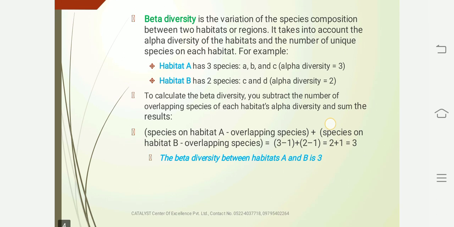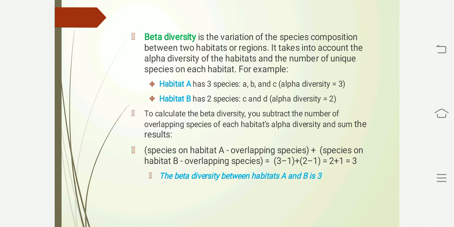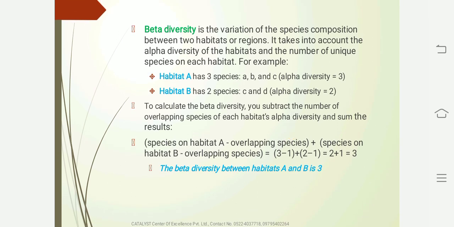For example, if we take two habitats, habitat A and habitat B. Habitat A has three species, A, B, and C, so its alpha diversity is going to be 3. Habitat B has two species, C and D, so its alpha diversity is going to be 2.